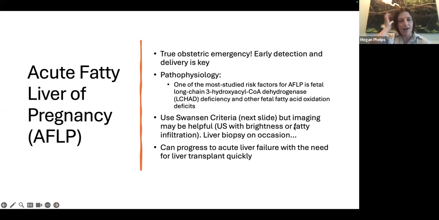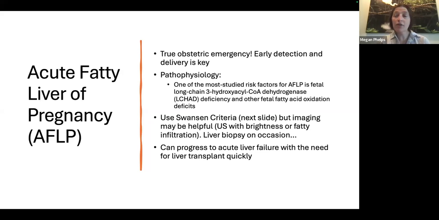Okay. Our last gestational disorder is acute fatty liver of pregnancy. I've never seen this. I hope to never see it, but I think having it on your differential and knowing about it will make it so that you think about it and don't miss it, because early detection is really important, especially in this one.